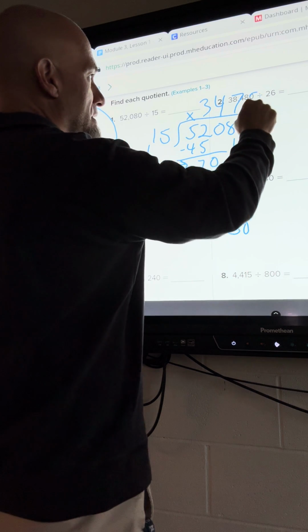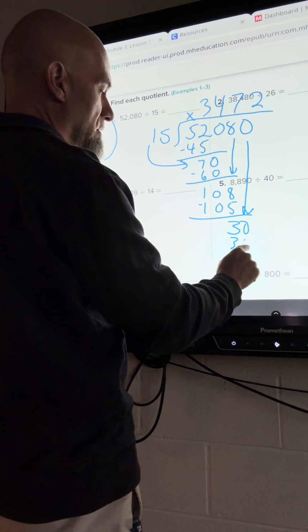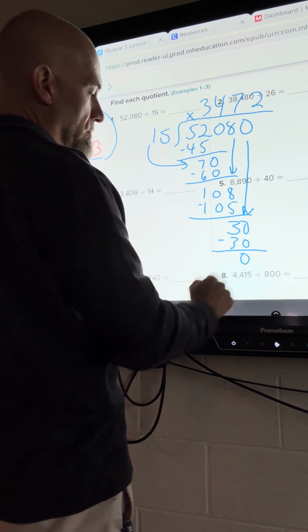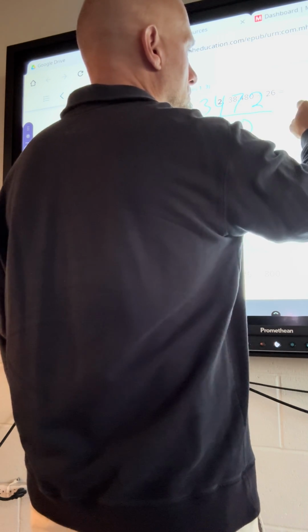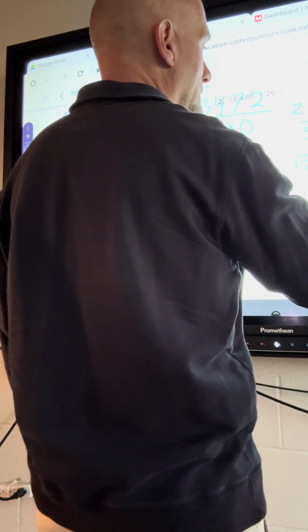15 fits into 30 twice. 2 times 15 is 30. 30 minus 30 is 0. Okay, so now our quotient is 3,472. If we multiply that by our divisor, it should equal our dividend.